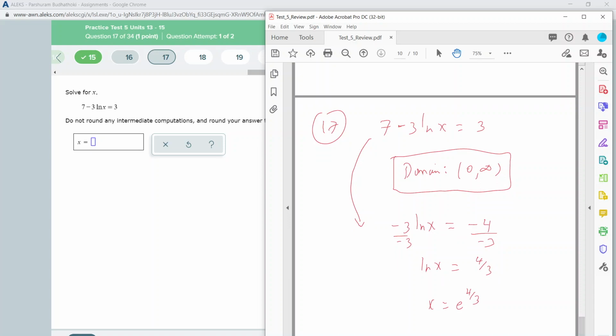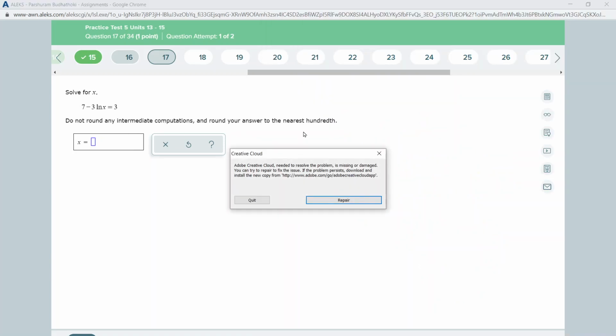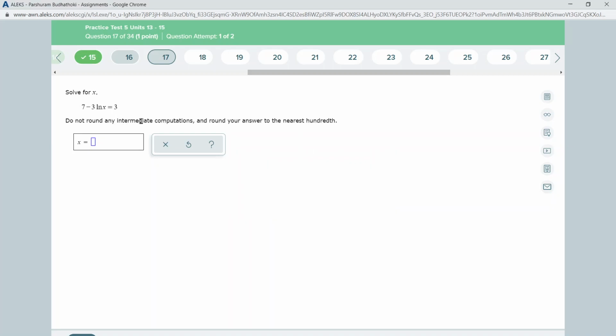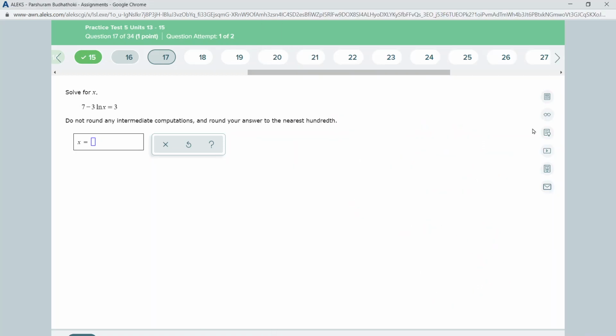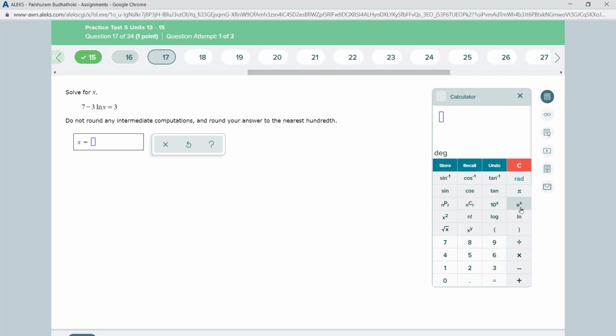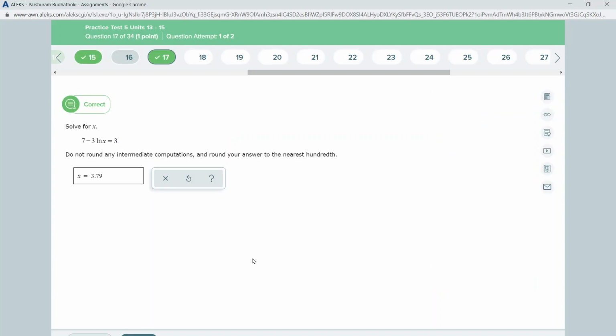So to find out this value, you can just type it. It says do not round any intermediate computation and round your answer to the nearest 100th. So type e to the power 4 divided by 3, and round it to the nearest 100th. So 3.79 is your answer.